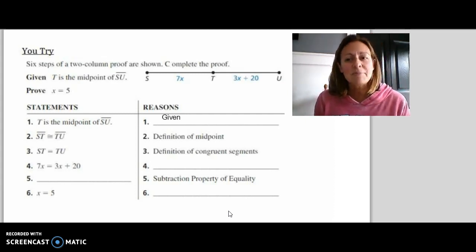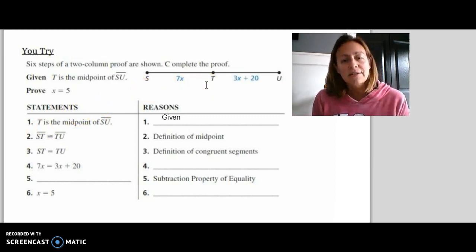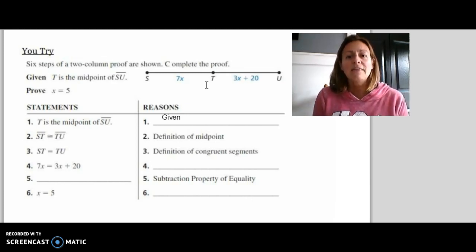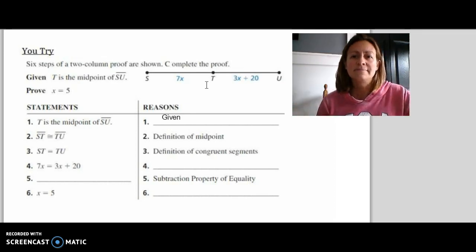The second step, you can see, has been stated that ST, the segment, is congruent to the segment TU. How would we know that those two are congruent? Based on the definition of midpoint, since T is the midpoint, then the segments on either side of T are congruent. So that's the second reason given right here.